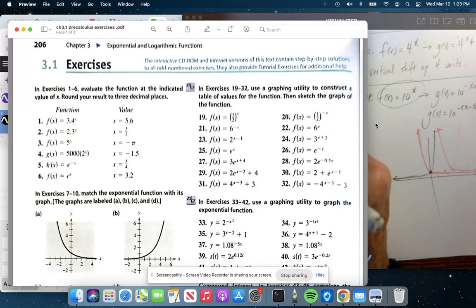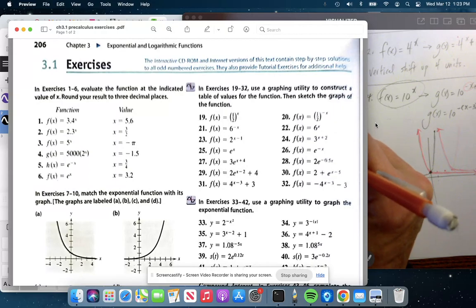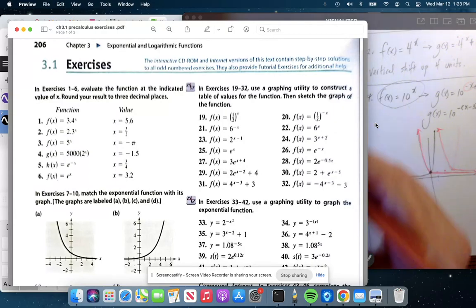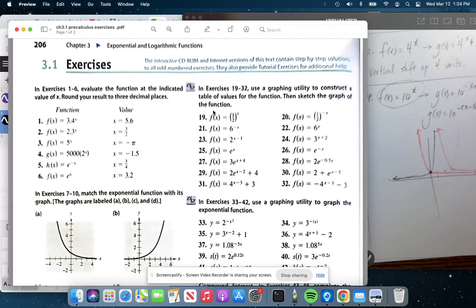f of x is 1/2 raised to the negative x. And the question says, use a graphing utility, construct a table of values for the function, then sketch the graph of the function. All right.